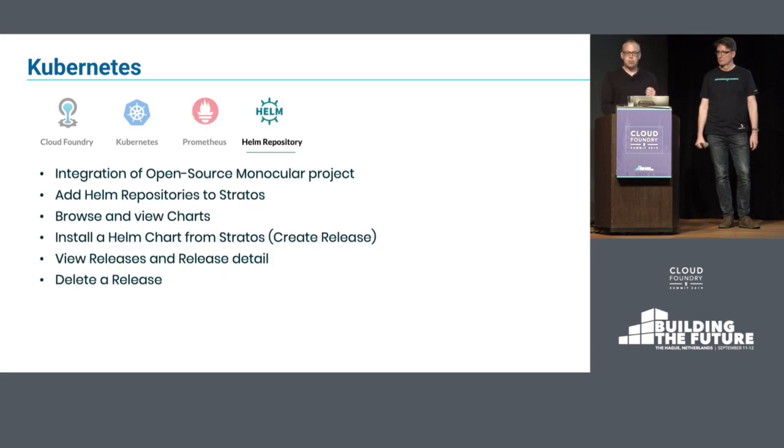And then finally, Helm, this is something we've added in fairly recently. We've integrated Monocular, which is an open source project, a catalog browser for Helm charts. And we'll show this. So the stuff we've done on top, you can add Helm repositories. We've modeled those as endpoints. You can browse and view charts. You can install a Helm chart, view releases and release detail, and delete a release. So this is the Kubernetes equivalent of creating an app through Stratos. Helm is, I guess, the most popular package manager for Kubernetes at the moment.